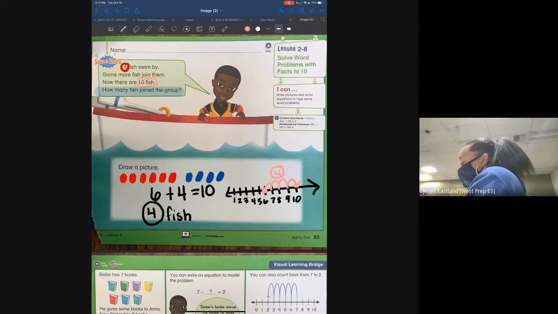So is it still the same as 6 plus 4 equals 10? Yes. It's still the same. So even if you drew a fish, even if you counted on, if you drew a number line, 6 plus 4 equals 10, as long as you started at 6 and you counted up 4, okay?